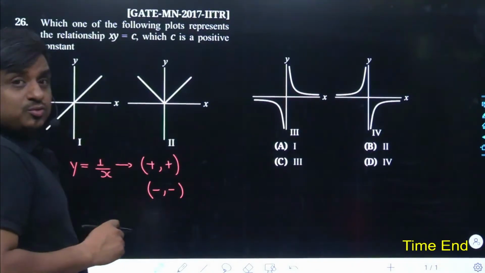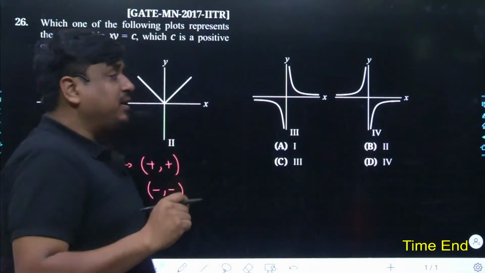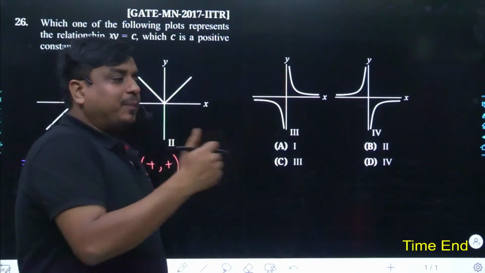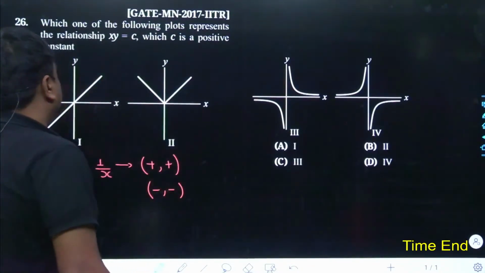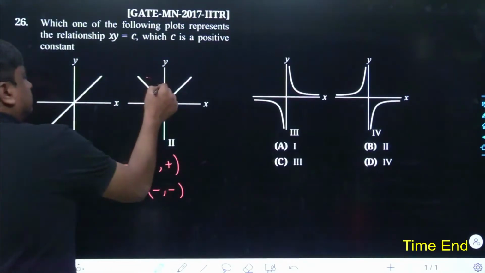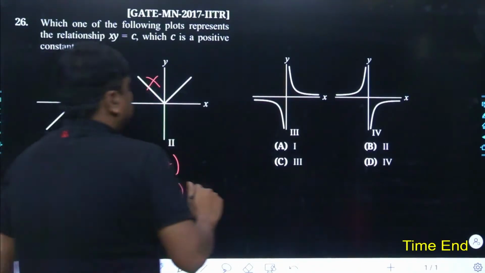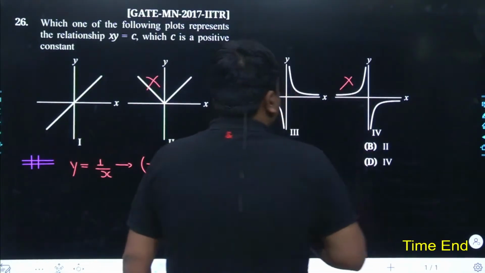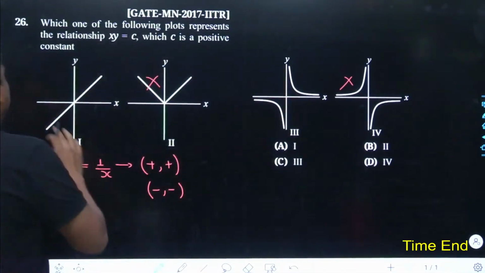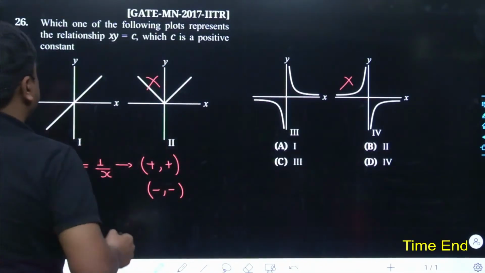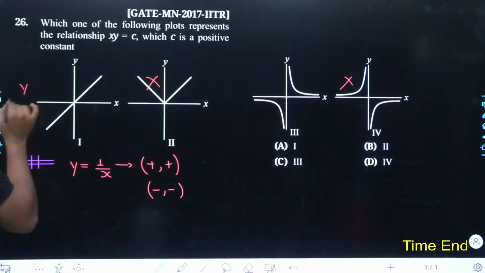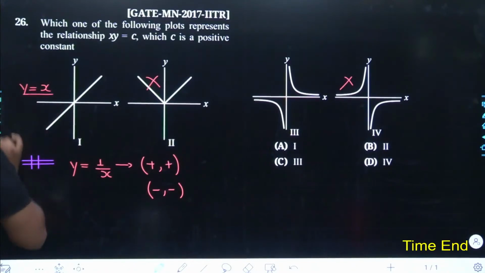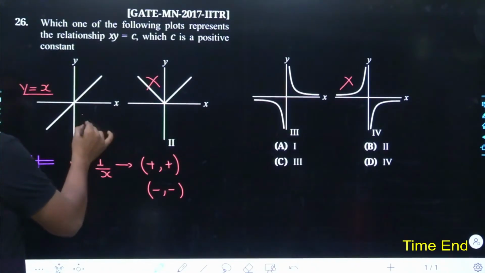That means y is equals to 1 upon x is going to prevail in the first and third quadrant, because in the first and third quadrant, the values of x and y are consequently positive as well as negative. So obviously, this has been discarded because it is in the first and second quadrant, and similarly this has also been discarded because it is in the second and fourth quadrant. So you are just left with this and this. Anyways, this is an equation of a straight line, y is equals to mx plus c. Anyways, y is equals to x. So obviously this is also discarded.